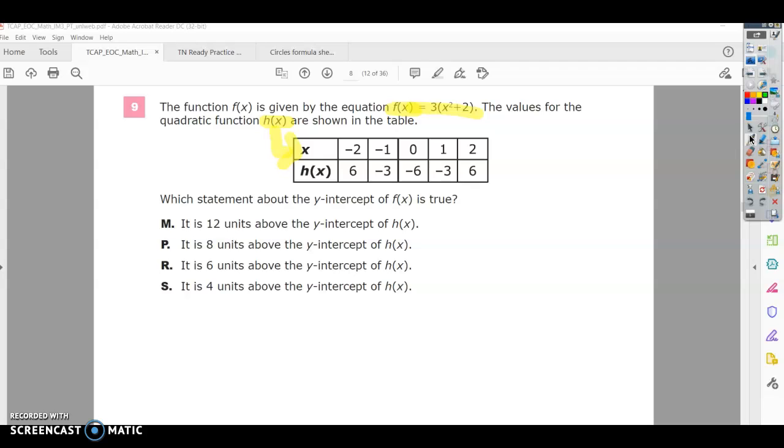So f of x is my first equation. And what makes it true? So it says it's 12 units above the y-intercept, 8 units above, 6, or 4. So basically we need to look at the y-intercept of these equations.